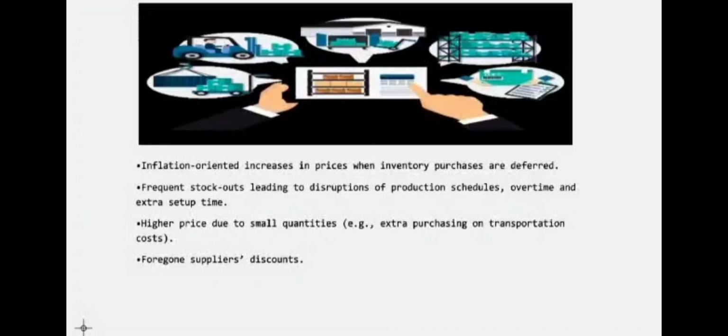So the costs associated with the inadequate level of inventory are substantial. Efforts are to be made to reduce this cost. One of those that greatly contribute to the cost of inadequate inventory is the cost of stockouts. It includes the opportunity cost of lost sales, lost customer goodwill, disruptions of production schedules, overtime, increase in setup cost, and higher price due to small quantities.